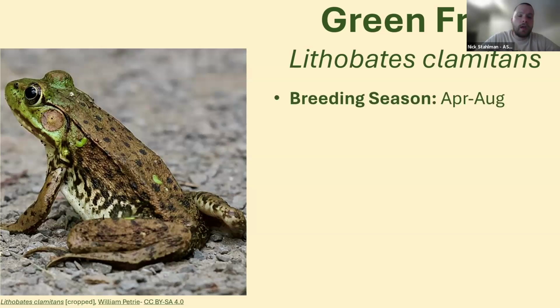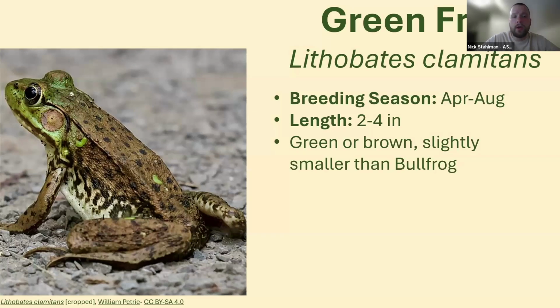Breeding season, a little bit sooner than the bullfrog is when they'll start, but then they'll continue till the bullfrogs end as well. They're smaller than the bullfrogs. So it's like 2 to 4 inches, but the coloration can be fairly similar. They're green or brown. So it can kind of get difficult to tell these apart unless you know the trick.